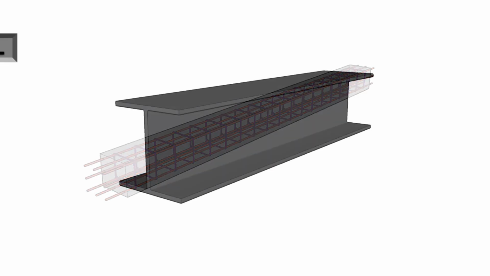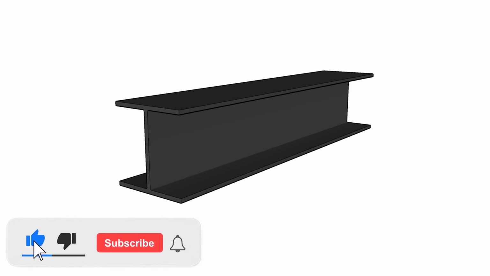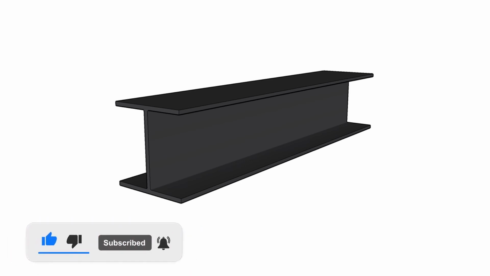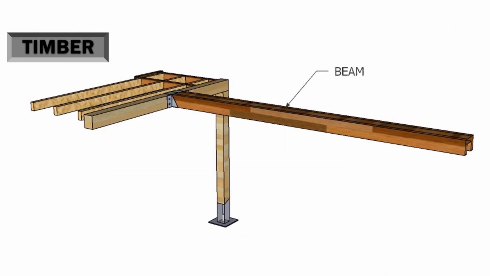Steel beams. Steel beams are popular in construction due to their high strength-to-weight ratio and durability. They are commonly used in the construction of skyscrapers, bridges, industrial buildings, and other structures where strength and stability are paramount. Wooden beams. Wooden beams are constructed from timber or wood.